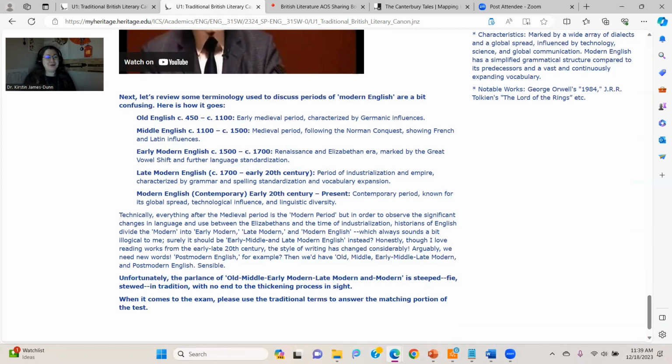Honestly, I love reading works from the early, late 20th century. The style of writing has changed considerably, though, when you read that prose. Arguably, we need new words to define the development of English language and culture. I think postmodern English would not be a terrible choice for us to make. And again, go to that early, middle, and late modern, and then postmodern English. That is just my own suggestion.